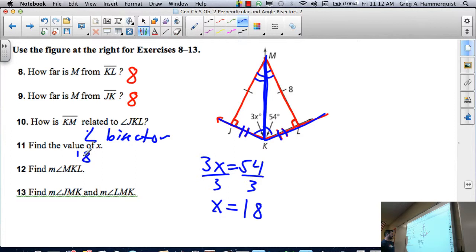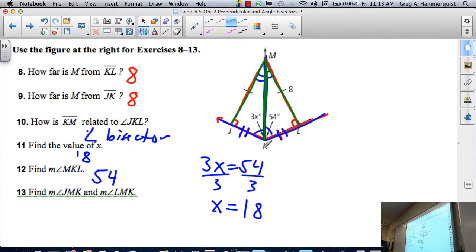Now, find the measure of angle MKL. Well, for some reason that's already marked. It's 54. There's really no point in doing any work there. The last one, find the measure of angle JMK and LMK. Let's put these in green, JMK and LMK.